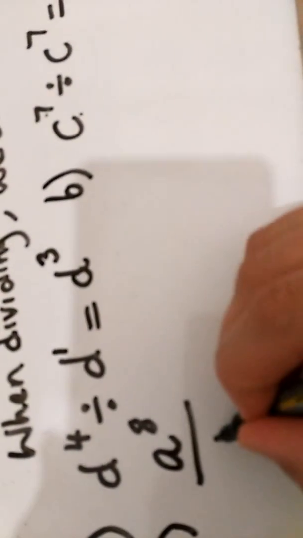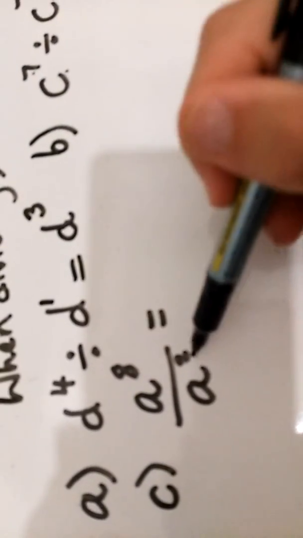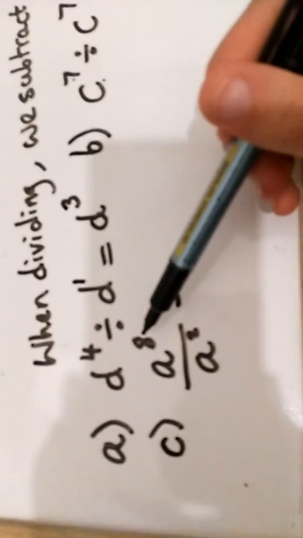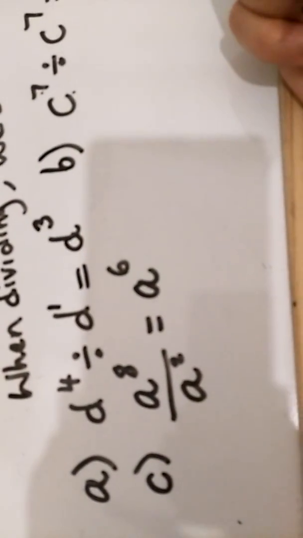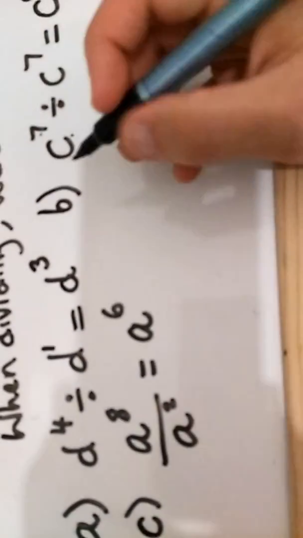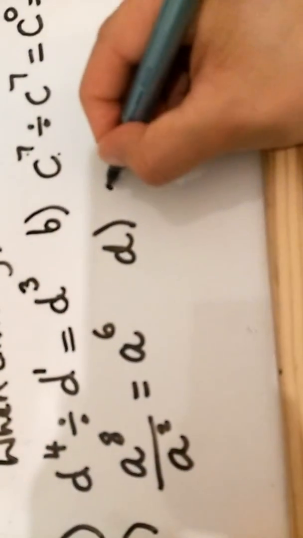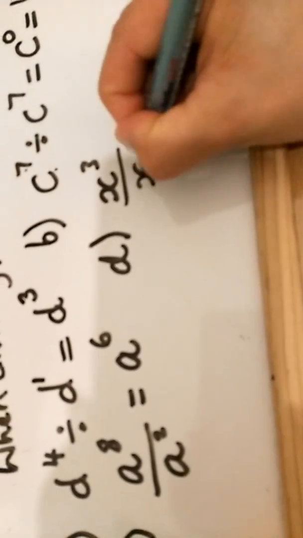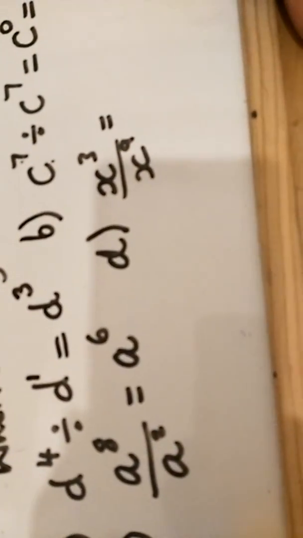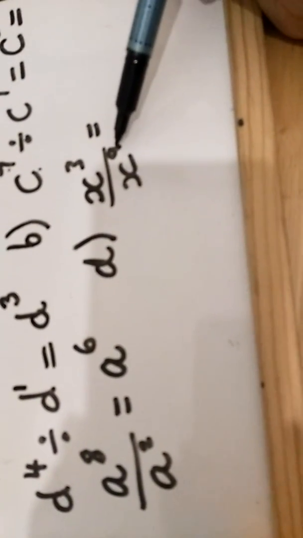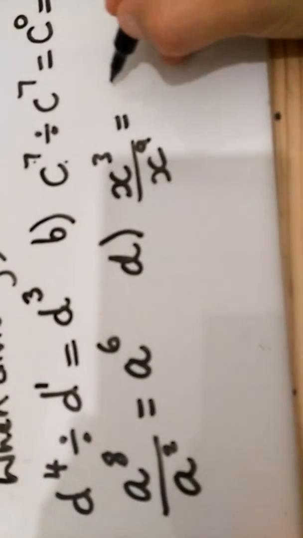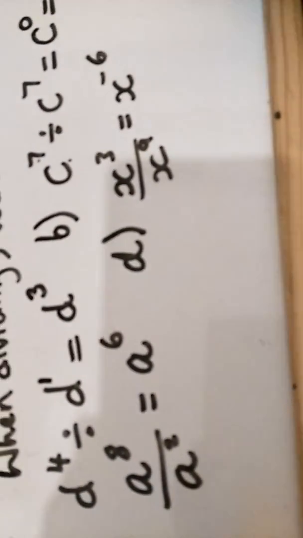Another way that the question can be written is as a fraction. Remember, this fraction line means divides. So, a to the power of 8 divided by a squared. That just means 8 take away 2. So a to the power of 6. x cubed divided by x to the power of 9. So this time it's 3 take away 9. So that gives us a negative number, which is fine. We just write down x to the power of minus 6.